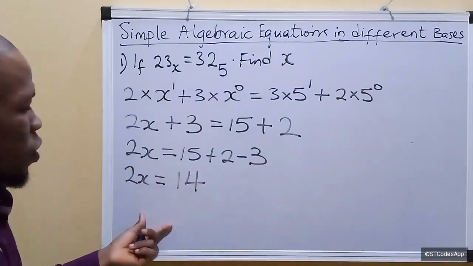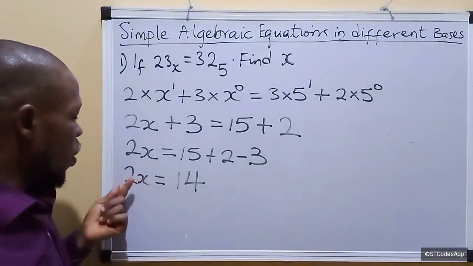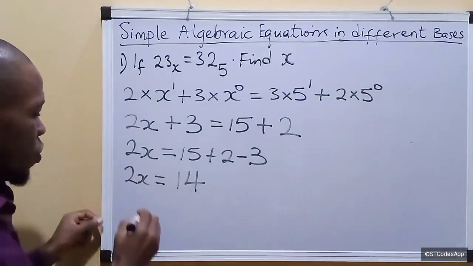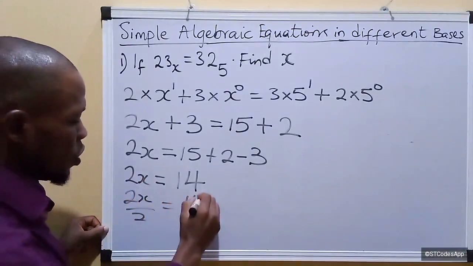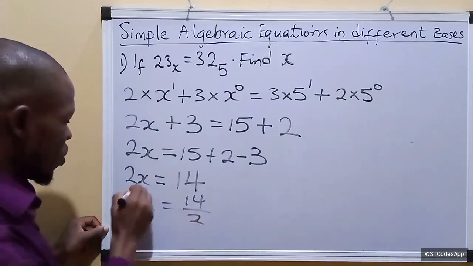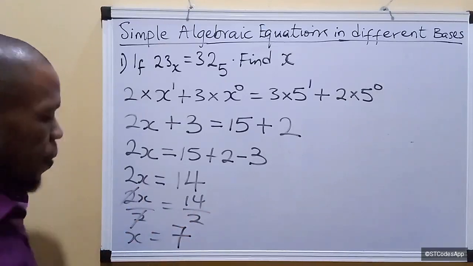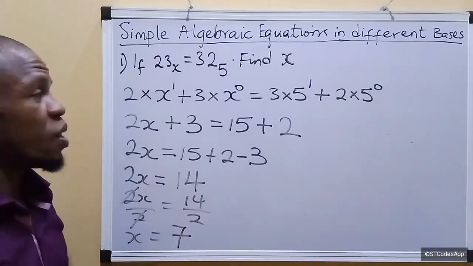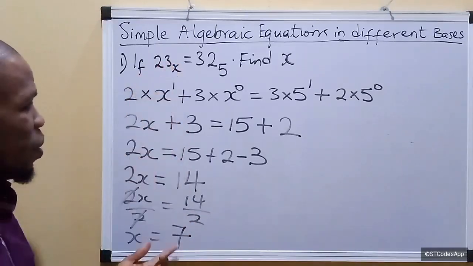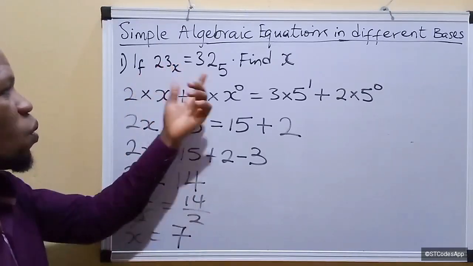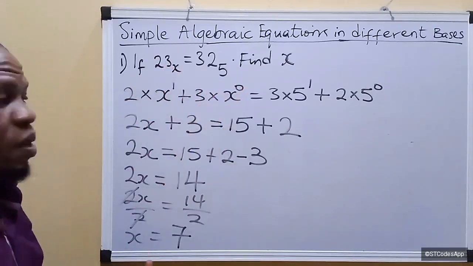At this point, we'll divide both sides of the equation by the coefficient of x, which is 2. So we'll have 2x all over 2 equals 14 all over 2. 2 cancels 2 here, we're left with x equal to 7. By this, we have arrived at the solution of this question. What it means is that this number 23 is in base 7 and is equal to 32 in base 5. That's how simple this problem is.